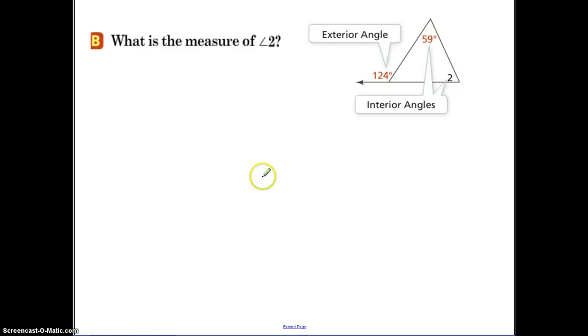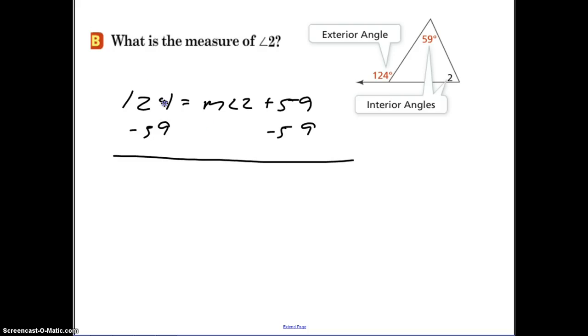So let's look at this one. What's the measure of angle 2? So again, we have an exterior angle and we have interior angles. So the measure of my exterior angle equals the sum of my two remote interior angles. So 124 equals the measure of angle 2 plus 59. So to solve this, I can subtract 59 degrees. And let's see, that's 14, makes that a 1, and that gives me a 5, and an 11 minus 5 is 6. So I have 65 degrees for the measure of angle 2.